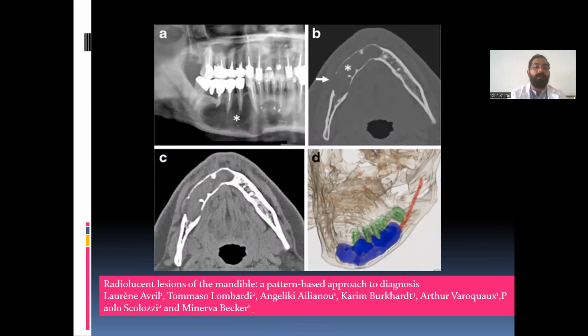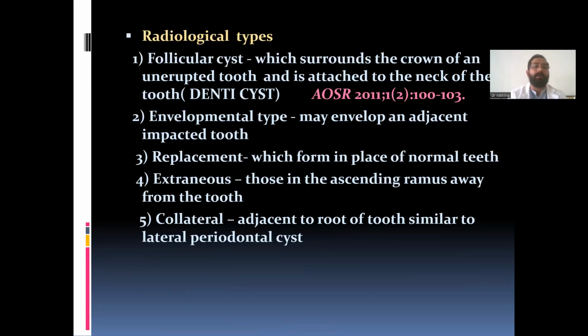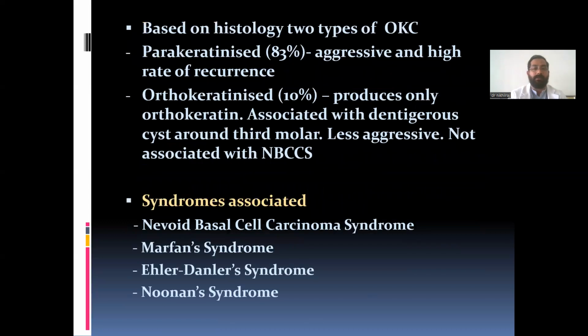The radiolucency of the mandible calls for a pattern-based approach to the diagnosis. There are different radiographical types. One is the follicular type, which surrounds the crown of an unerupted tooth and is attached to the neck of the tooth. The envelopmental type is enveloped around an adjacent impacted tooth. Replacement is in place of the normal tooth. And the collateral type is adjacent to the root, similar to a lateral periodontal cyst.